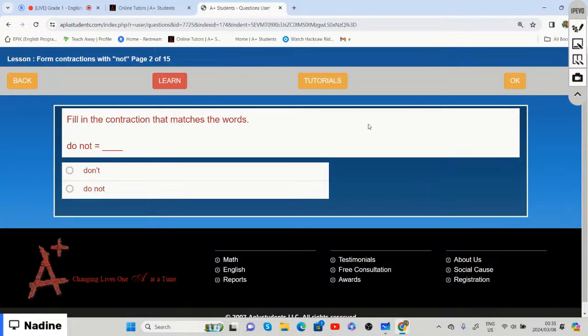So was not, do not, is not, has not, right? And if we look at the word do not, what is the contraction of do not? Is it don't, or do we leave it at do not? Right? So do not. Is it don't?